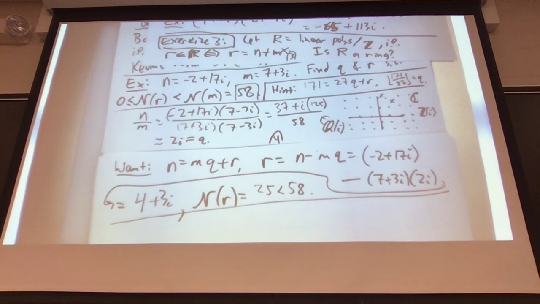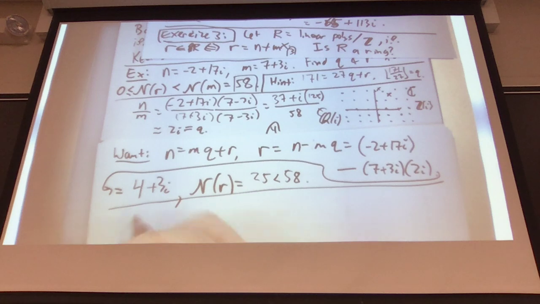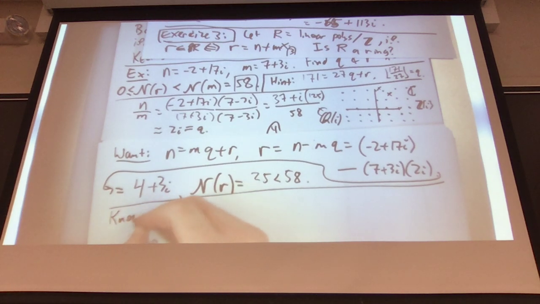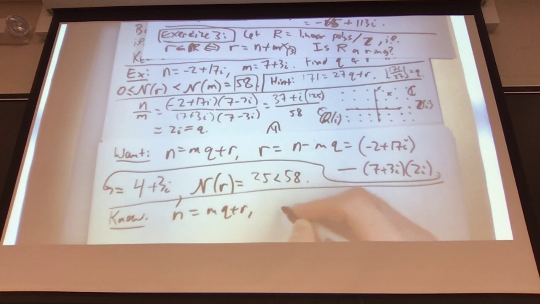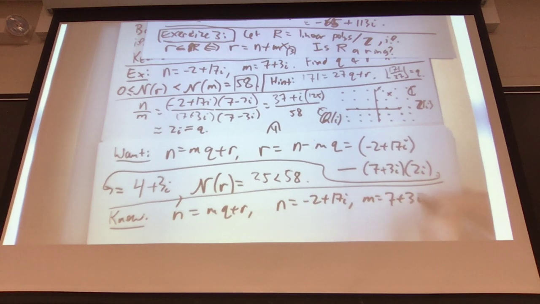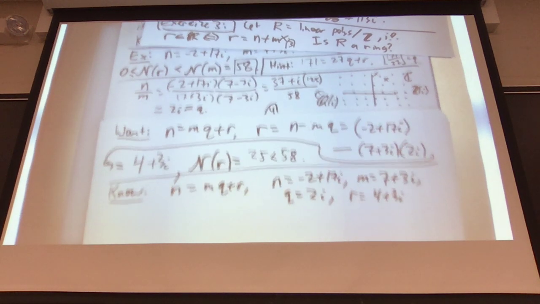Okay, so if you got something out of that, great. If not, we're moving on. Never mind. Can we continue the Euclidean algorithm? So what we know is that n is equal to mq plus r, where n was -2 plus 17i, m was 7 plus 3i, q came out to be 2i, and r came out to be 4 plus 3i. Let's continue the Euclidean algorithm.